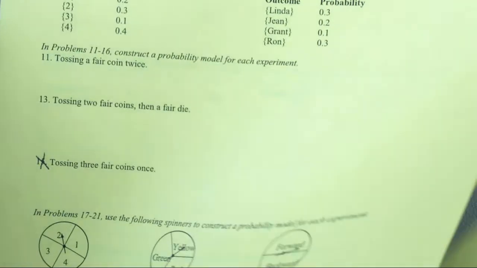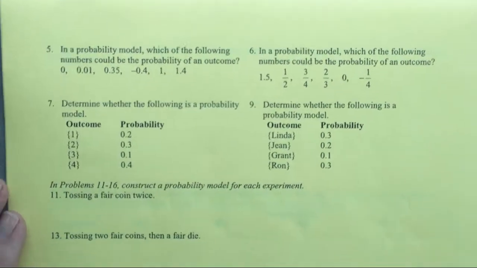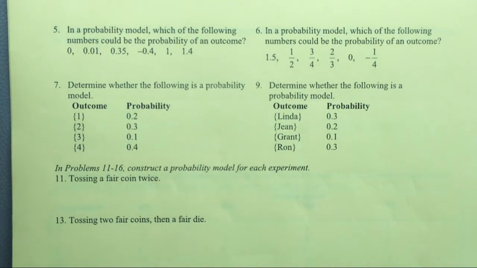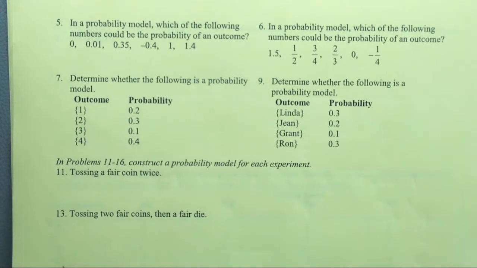Alright, so now we're going to do some problems together on the worksheet, and then I'm going to assign some for you to do for homework. I'm also going to get rid of some, and then you'll take the quiz, and then you'll be done with this unit. Okay, so 5 and 6 simply want to know if these were probability models, which ones are allowed to be probability models and which ones cannot be.